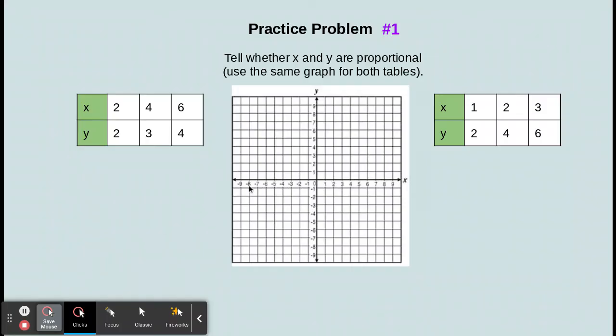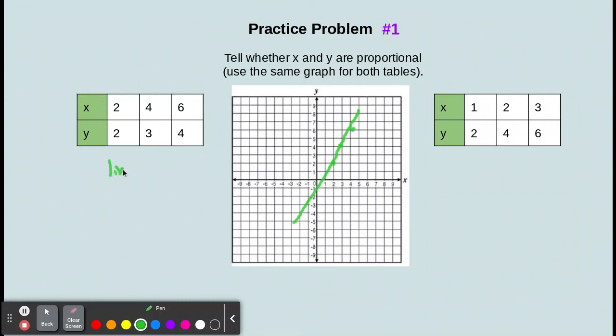Okay, practice problem number 1. There are 2 ratio tables. In each ratio table, you needed to plot the points on the graph and determine whether or not x and y are proportional. So let's run through the first one. Let's plot the points. Okay, plot the points. Draw our line. Forms a line, yes? Yes. Passes through the origin? If it does, then it's proportional. If it doesn't, then it's not.